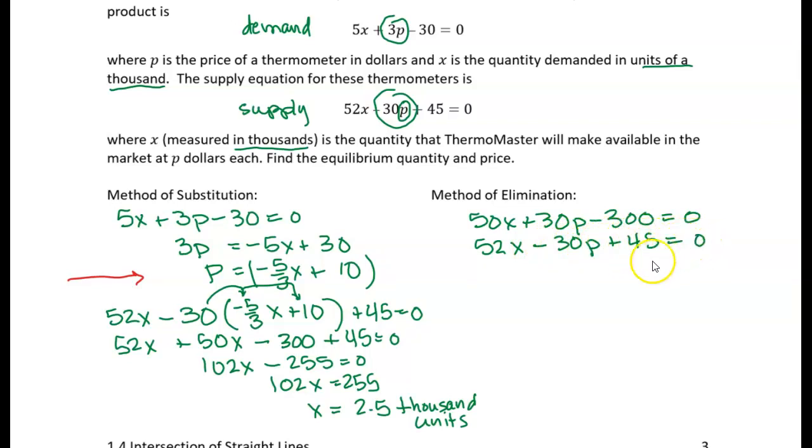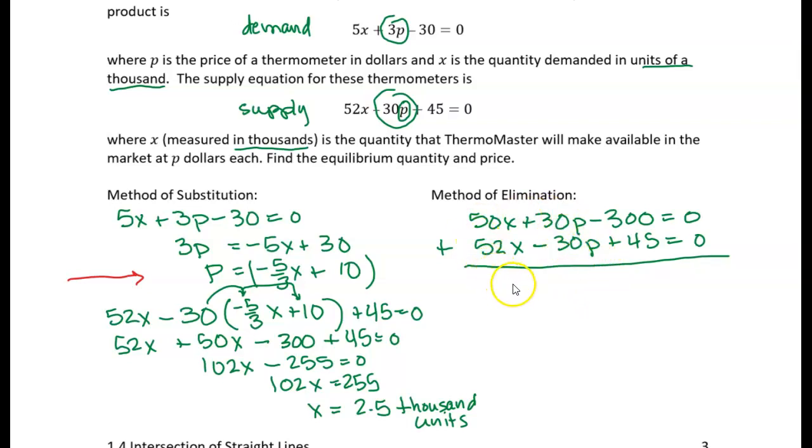Okay. Now you can see that these are equal things. If I add equal things to each side of an equation, it's still true. So what I can do is just add these two equations together. And the reason I'm going to do that is because if I add 30p and minus 30p, that term goes away. So that's the goal of the method of elimination, is to eliminate one of the variables.